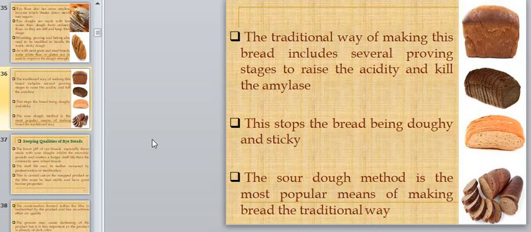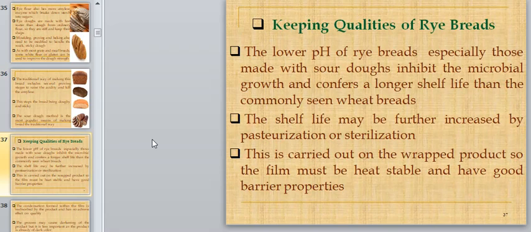If we talk about the traditional way of making breads, the sourdough method is the most popular method. The sourdough method is the most popular traditional method for rye bread making. Here, the point that needs to be discussed is the keeping qualities of rye breads.